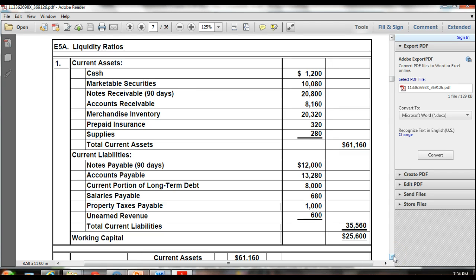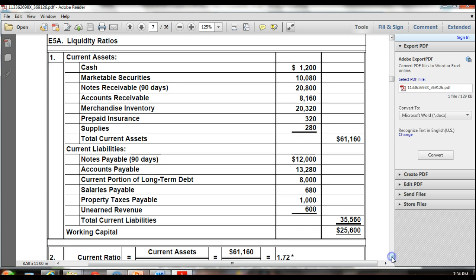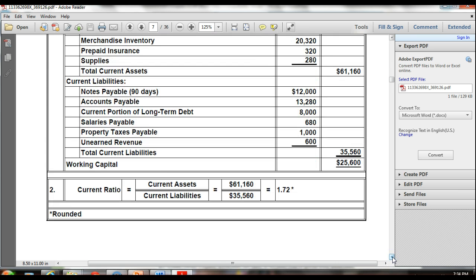The current ratio is the same thing. We're going to need to know our current assets, and we're going to divide them by our current liabilities, or the $61,160 divided by our current liabilities of $35,560. That gives us our current ratio. That make sense?